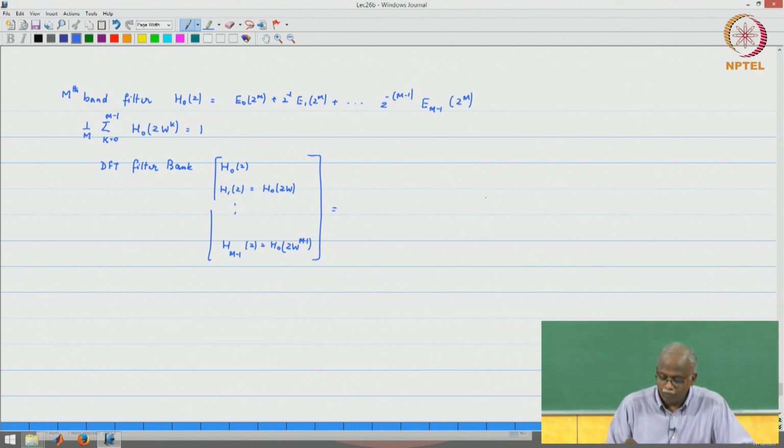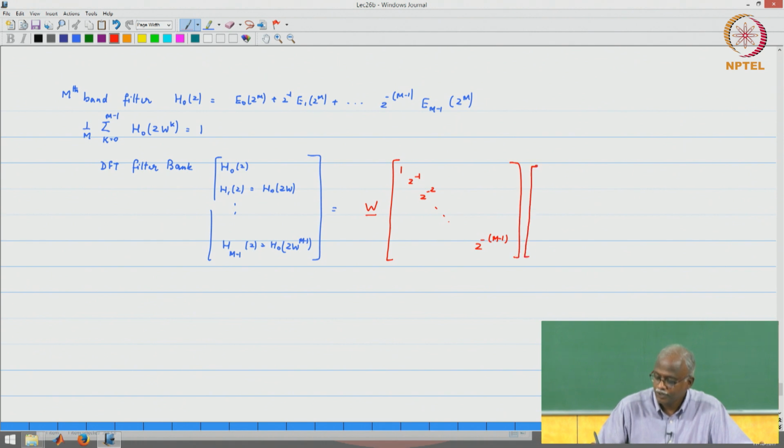Okay. Now, please verify, I think we may have already written this, but in case we have not, this can be written as the DFT matrix times a diagonal matrix, which is 1, z inverse, z^(minus 2), dot dot dot, z^(minus (m minus 1)), times the vector E naught of z^m, E1 of z^m, up to E m minus 1 of z^m.